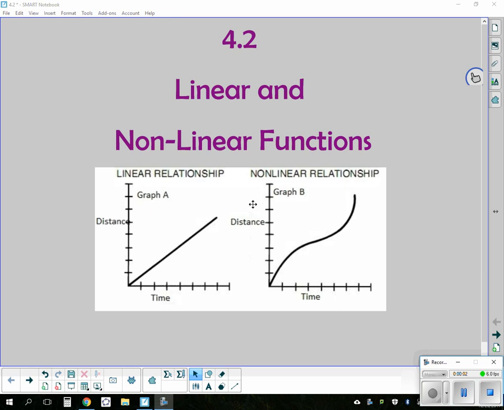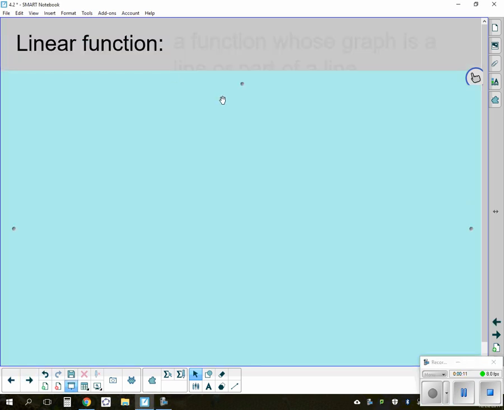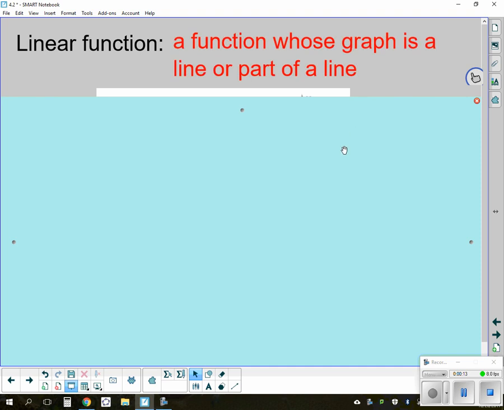Okay, 4.2, linear and nonlinear functions. Probably pretty obvious what linear and nonlinear mean, but here's some definitions for you. A linear function is a function whose graph is a line or part of a line.